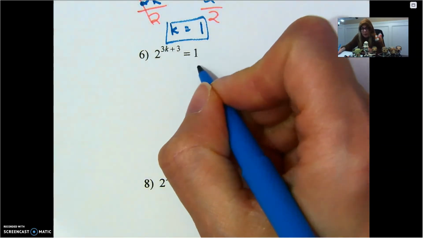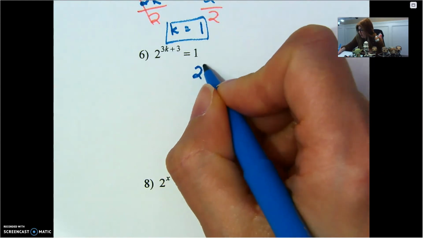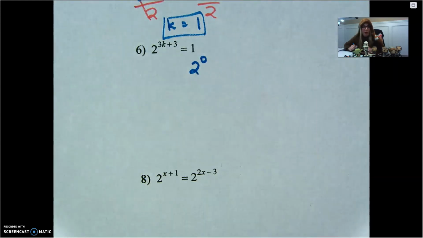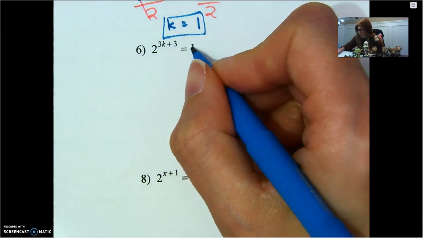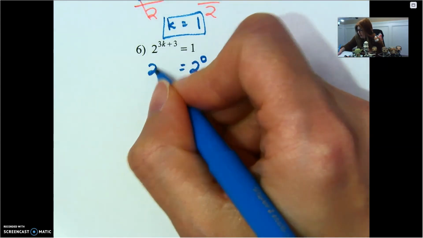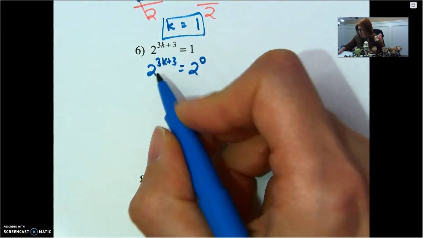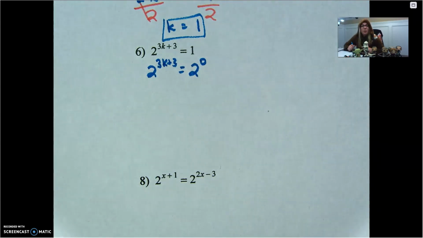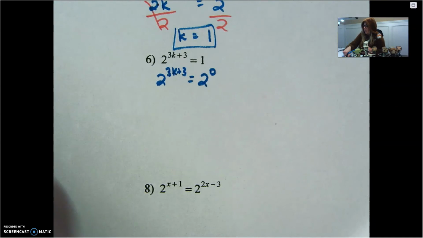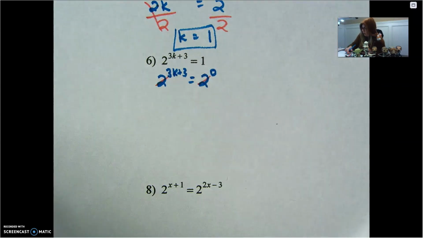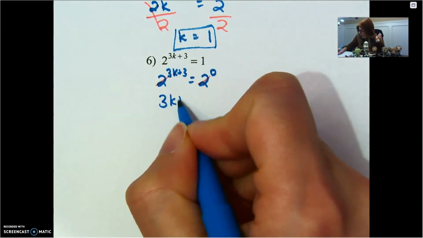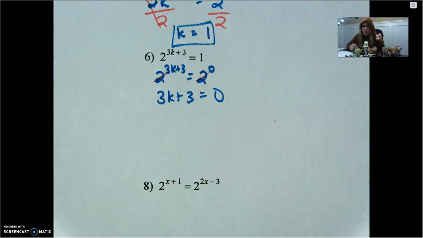So the haircut we could do here is pretty simple. We could do this style, 2 to the 0. 2 to the 0 is 1. And now we have the same base on the left as we do on the right. So we have 2 to the 3k plus 3 equals 2 to the 0. The bases are the same, so we can ignore those. We get 3k plus 3 equals 0.